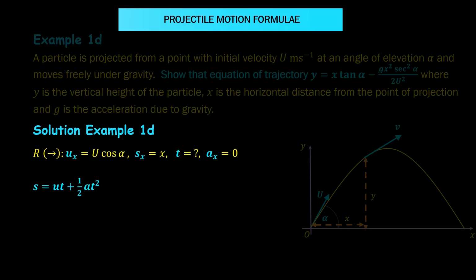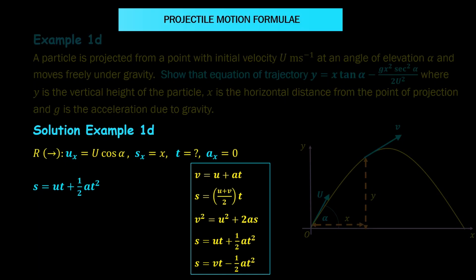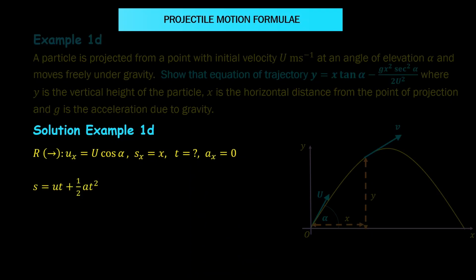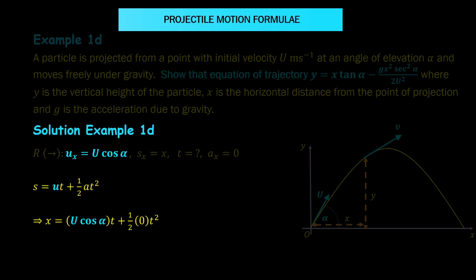So let's use the formula s equals ut plus a half at squared, as this is the only equation which uses all of the letters shown. In other words, u, s, t and a. So let's now plug everything in. We have u plugged in as shown. T is unknown.